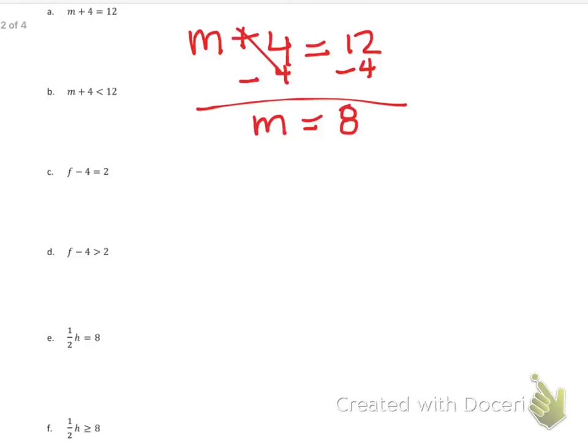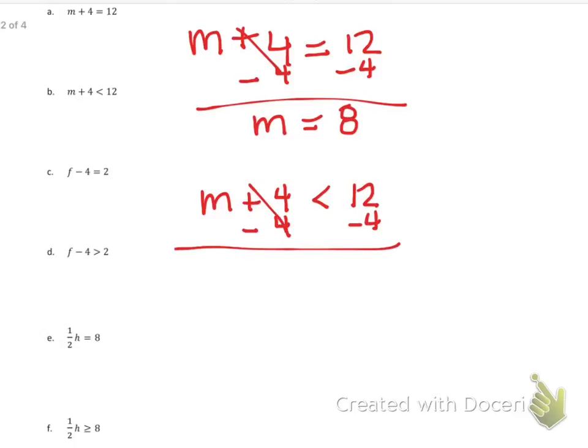Okay, next one. M plus 4 is less than 12. I want to isolate the m, so I subtract 4 from both sides. And the 4's cancel. You get m is less than 8. All the ways that make this inequality true is when m is less than 8. Anything less than 8 is going to make it true.